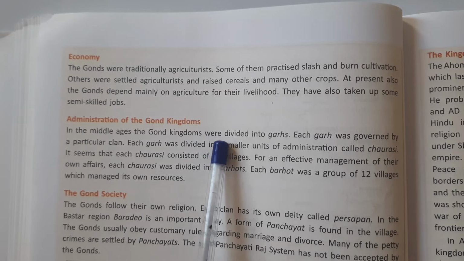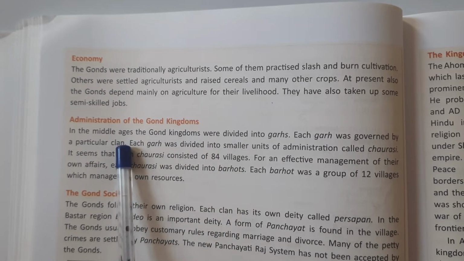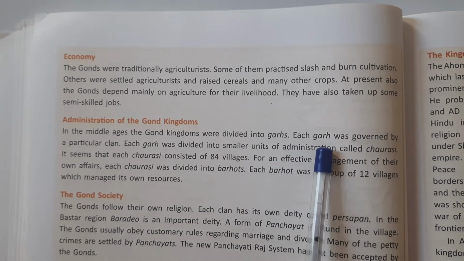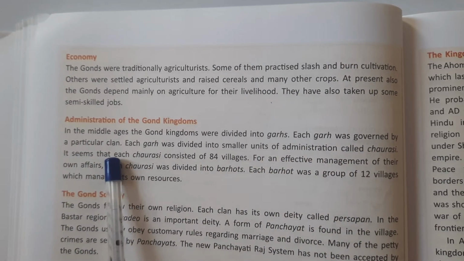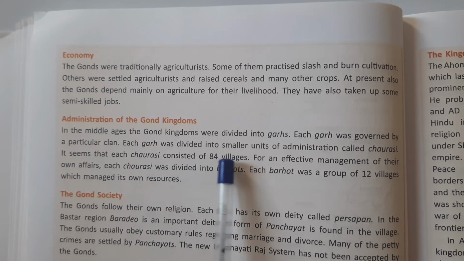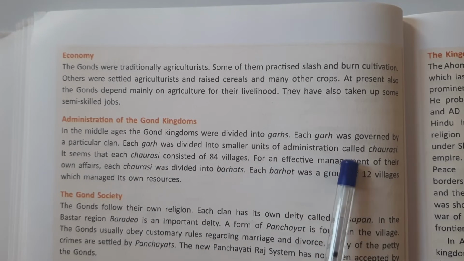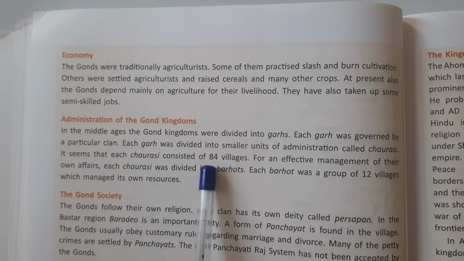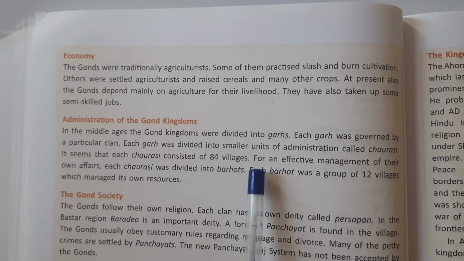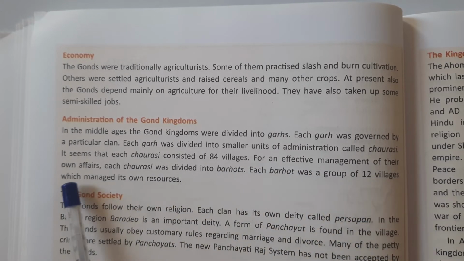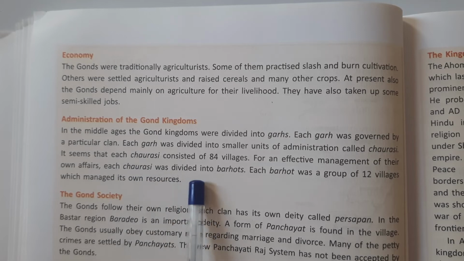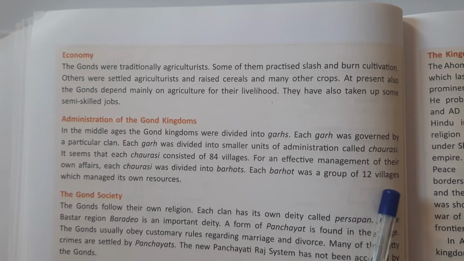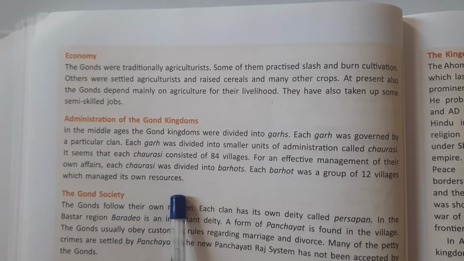Administration of the Gond kingdoms. In the Middle Ages, the Gond kingdoms were divided into Gars. Each Gar was governed by a particular clan. Each Gar was divided into smaller units of administration called Chaurasi. It seems that each Chaurasi consisted of 84 villages. For an effective management of their own affairs, each Chaurasi was divided into Barhots. Each Barhot was a group of 12 villages which managed its own resources.